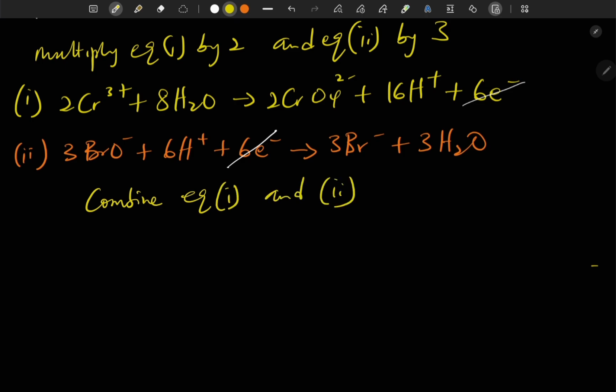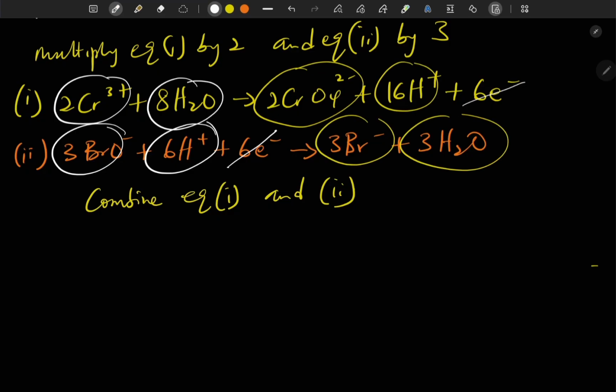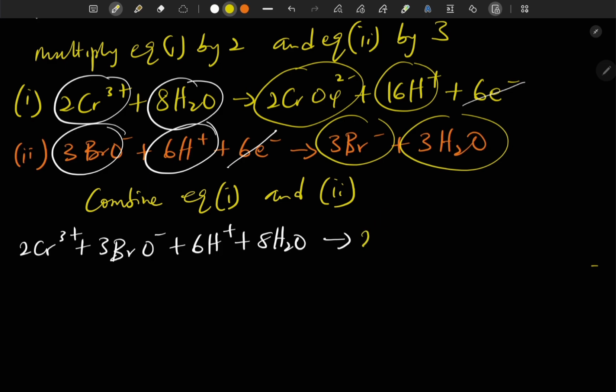If we combine equation 1 and 2, we are going to combine the left hand side of the equation and then combine the right hand side of the equation. So that will give us 2Cr3+ + 3BrO- + 6H+ + 8H2O gives 2CrO4 2- + 3Br- + 3H2O + 16H+.